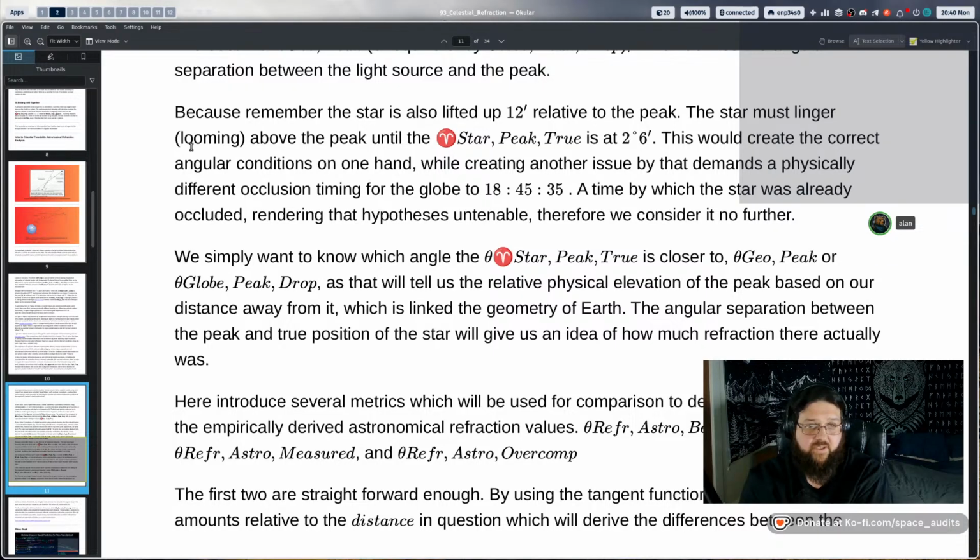Remembering that the star is also lifted up 12 arc minutes relative to the peak, the star must linger, looming above the peak until the star is occluded at 206. This would create the correct angular conditions on one hand, but it would demand a physically different occlusion timing. If you wait until the star is at 206 with respect to the peak, the occlusion timing would be 2:18:45:35, a time which wasn't observed at the occlusion. So we can render that untenable and consider it no further.